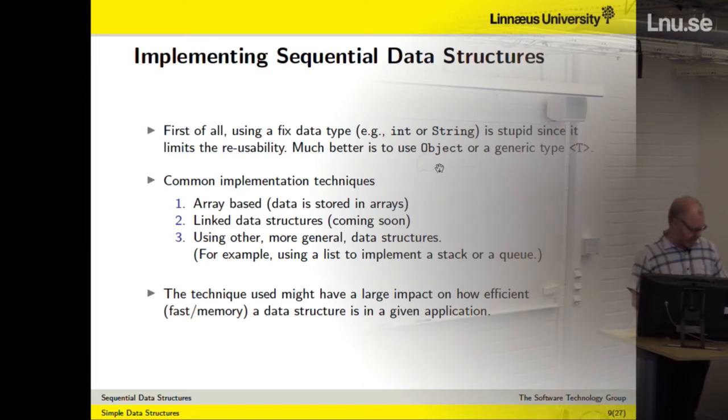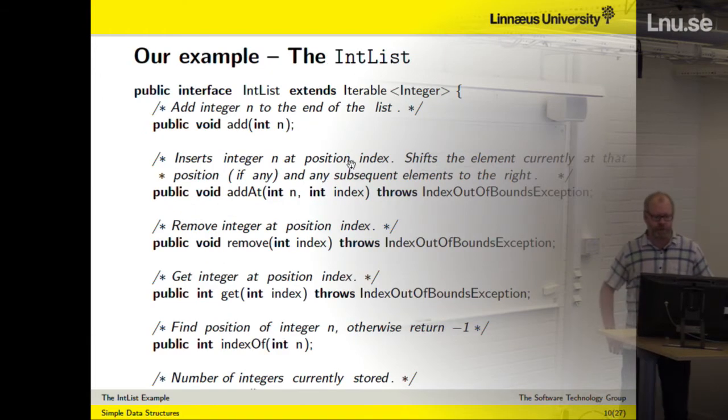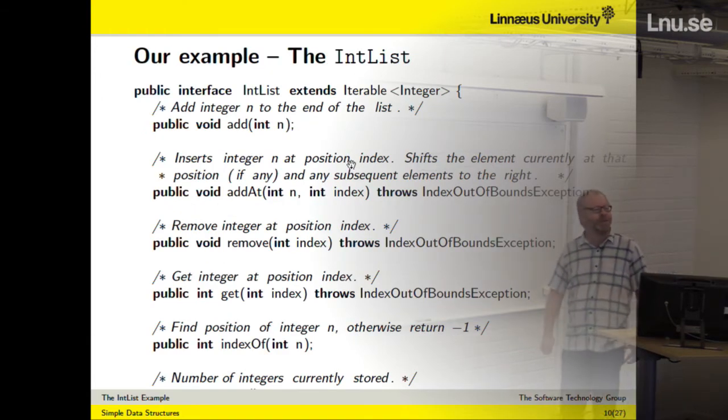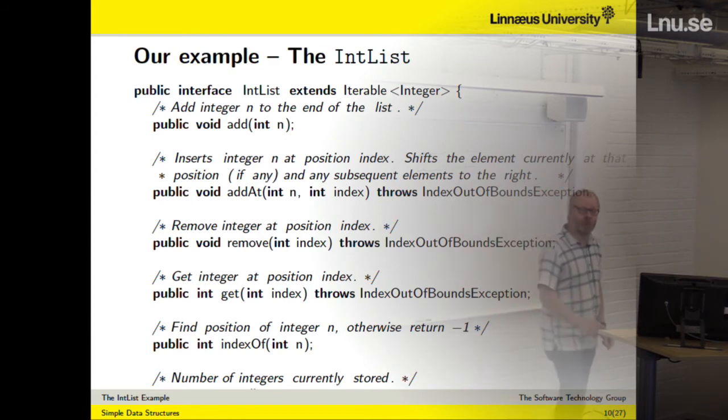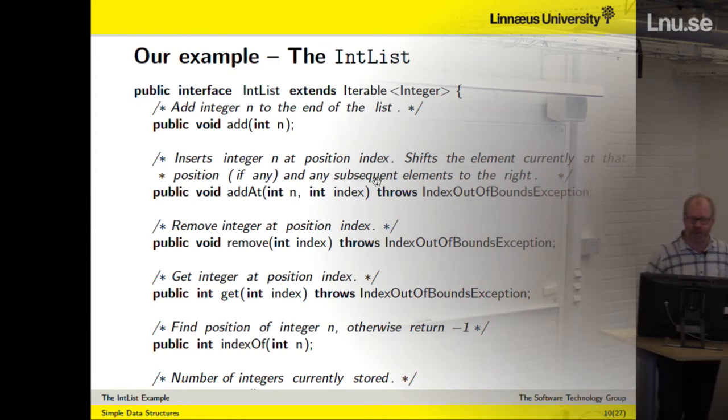However, in this lecture we will do the opposite. We will do a list for integers only, but it's only to show an example in the simplest possible way. I will show how to implement this integer list interface. It only works with integers. We have an add method that adds an integer to the end of the list.